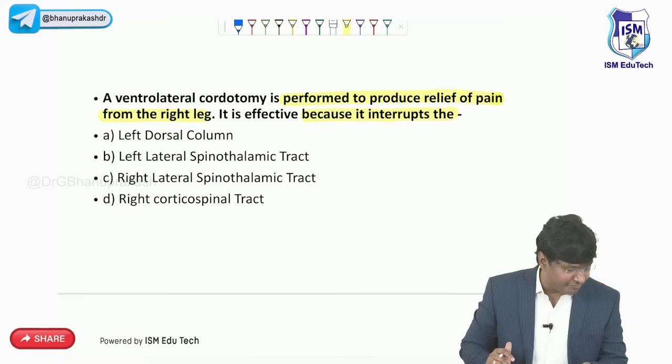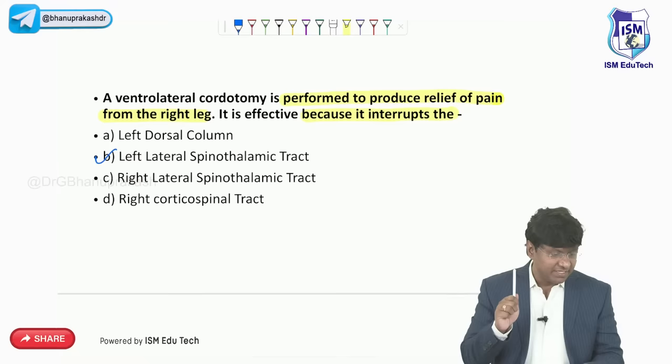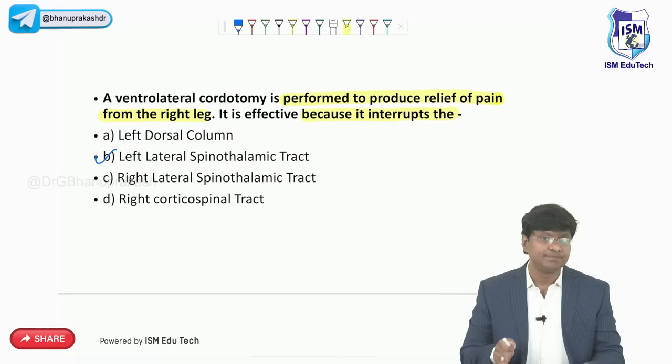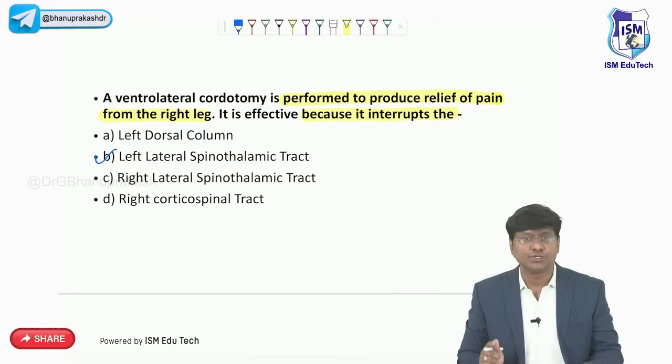Very good. So what did I tell you? In case of the Brown-Séquard syndrome, contralateral spinothalamic tract should be gone. So you want the pain relief from the right leg. And in the right leg, where will the pain sensation fibers be coming from? They are from the contralateral side. So left lateral spinothalamic tract should have been gone.